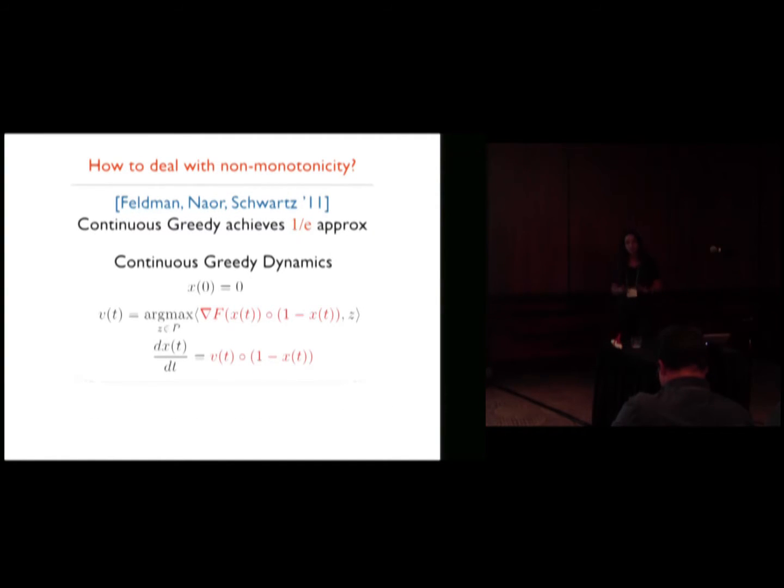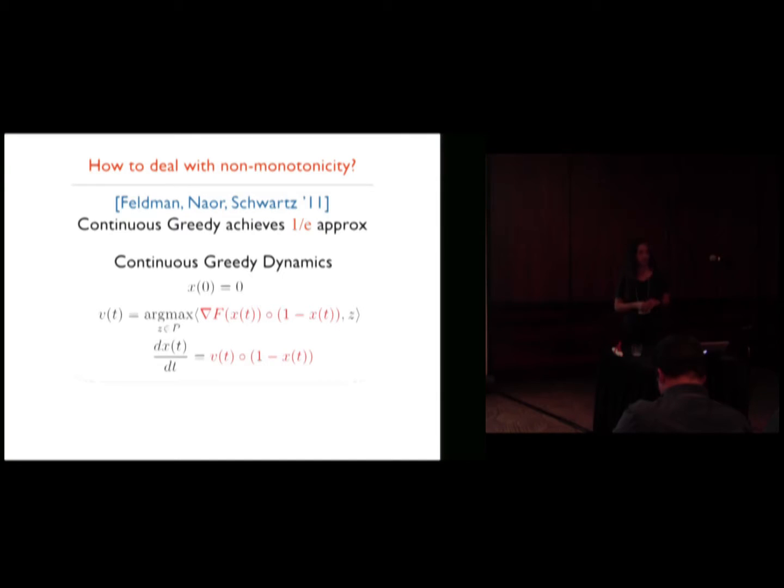And it turns out that this is all we need. So with this modification, now the continuous greedy algorithm actually achieves a constant factor approximation, and in fact, it's 1 over e.